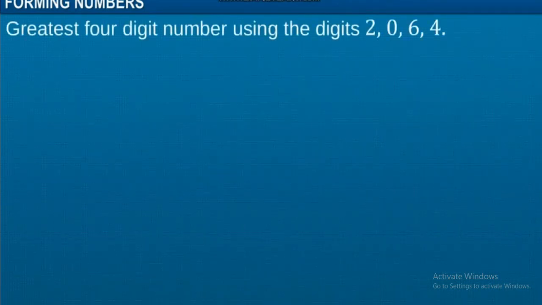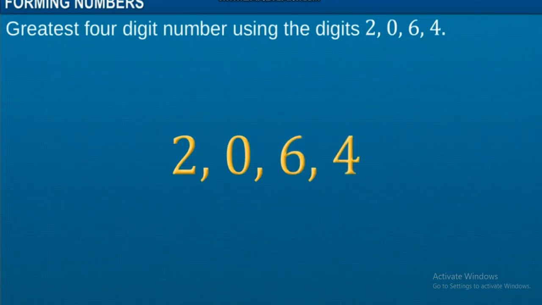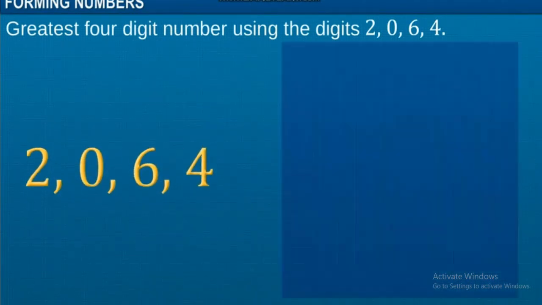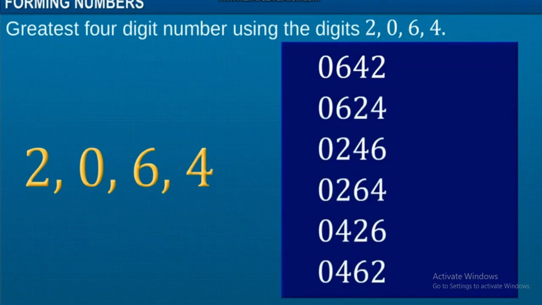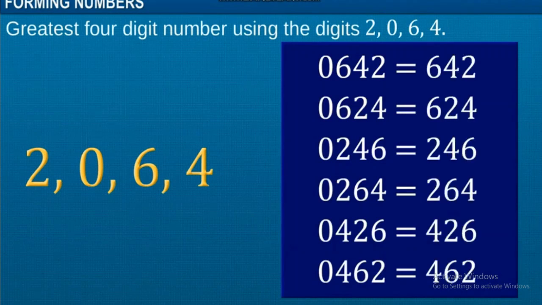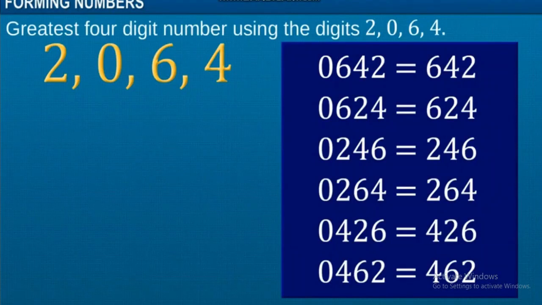Now, let's make the greatest 4-digit number using the digits 2, 0, 6, and 4. Since there are 4 digits, we should be able to form 24 4-digit numbers from them. There are some numbers that begin with 0. This means they are actually 3-digit numbers. A number cannot start with 0.